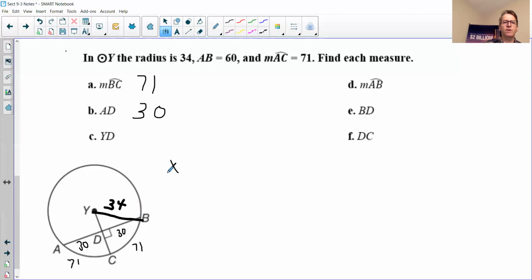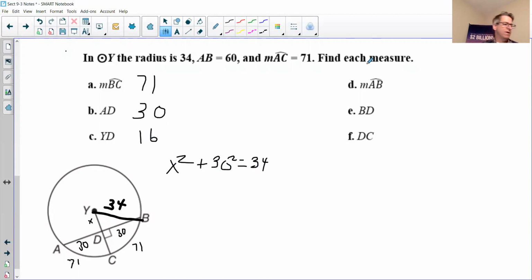So I'll call that x. If you use your Pythagorean theorem, you'd have x squared plus your 30 squared is equal to 34 squared. And if you did that work today, you would end up with x is 16.